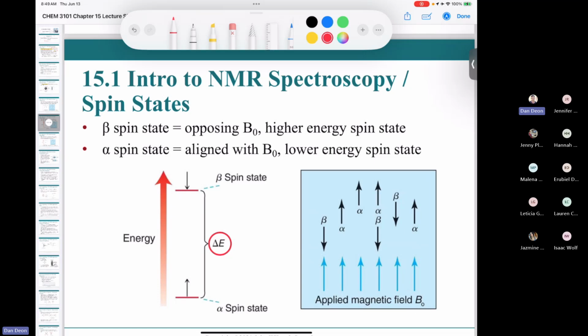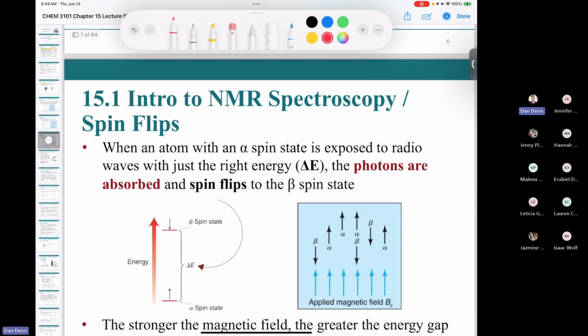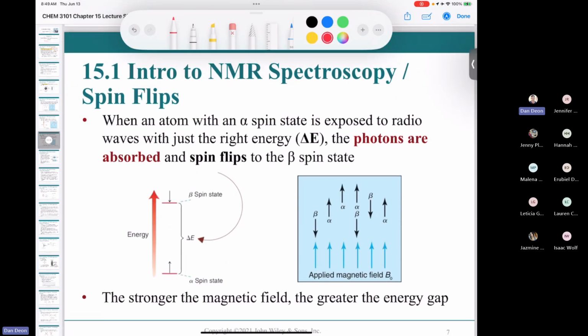Alpha spin state is aligned with the magnetic field. Beta spin state is aligned against the magnetic field. Okay, you have to see a little bit more information before it'll start to crystallize in your brain. But anyhow, so now where does the word resonance come from? When an atom in an alpha spin state, remember this is lower energy, is exposed to radio waves of just the right energy, remember, the energy is directly proportional to frequency, and frequency is inversely proportional to wavelength, but either way, it's neither here nor there. When it's exposed to radio waves that are just the right energy, it's going to absorb a photon of energy and it's going to flip.